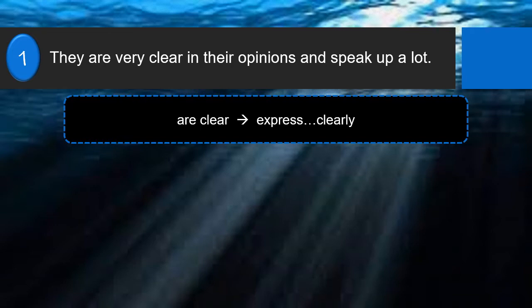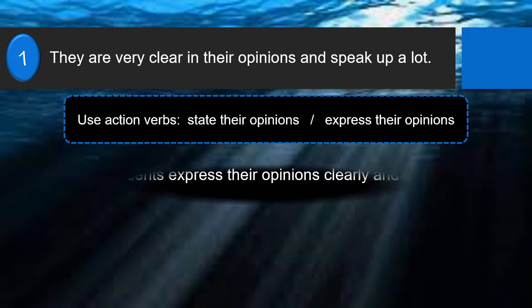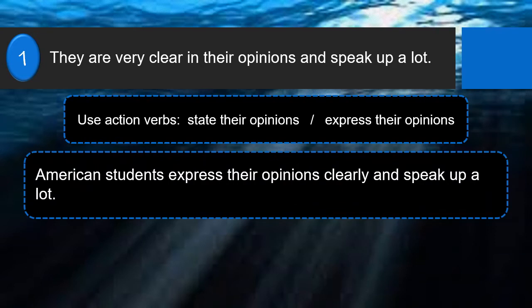Also, instead of using the be verb "are" and an adjective "clear," why not use an action verb like "express opinions"? And then the adjective becomes an adverb, "clearly." Again, use action verbs like "state their opinions," "express their opinions." So, American students express their opinions clearly and speak up a lot.